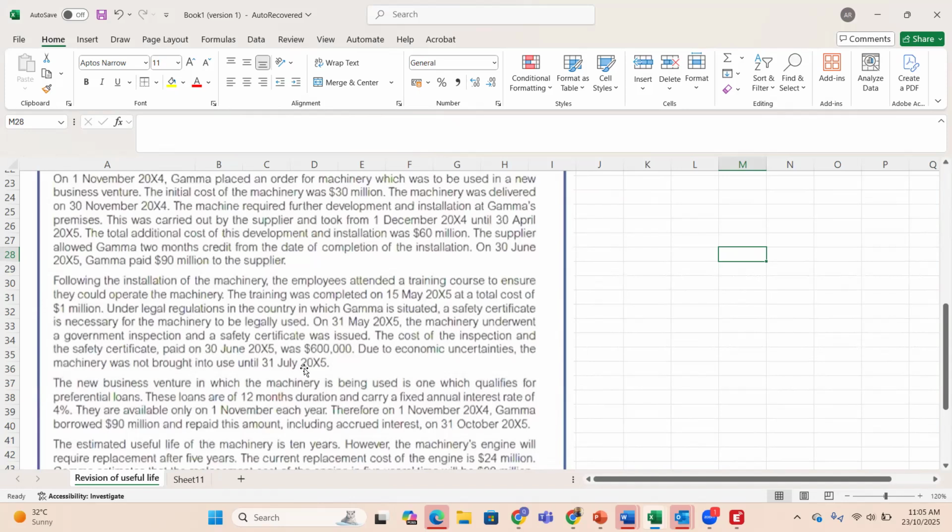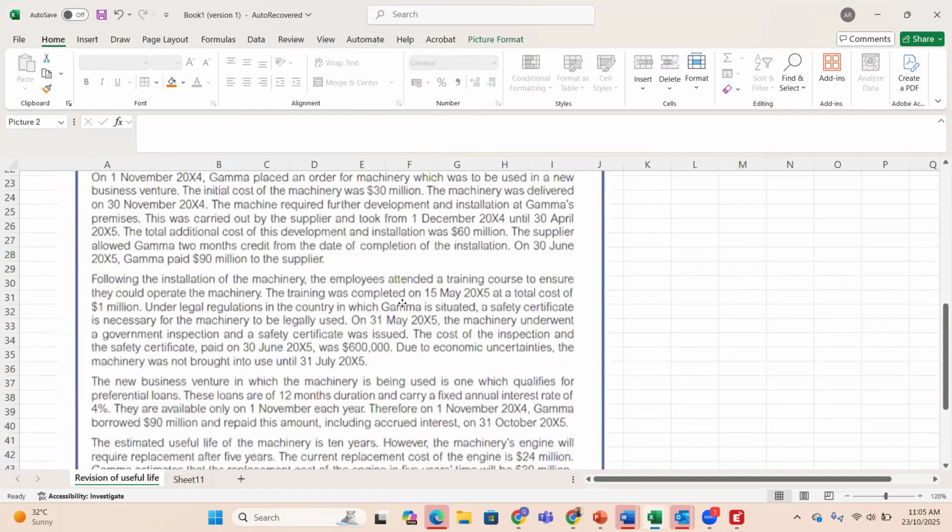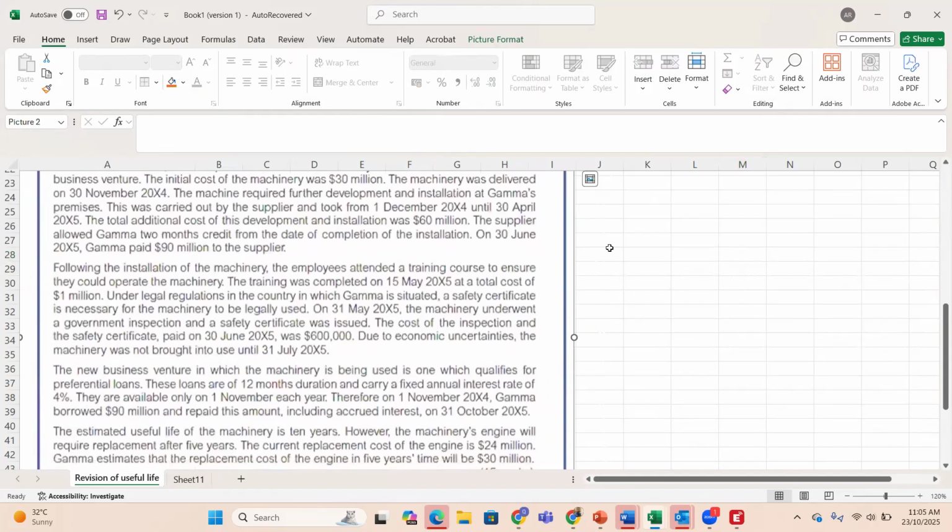Now, what is this information? I did some employee training at 1 million. Would it be PPE or expense? It would be an expense. The training was completed on 15th May. Oh, sorry, at a total cost of 1 million. Under the legal regulations in the country in which Gamma is situated, a safety certificate is necessary for the machinery to be legally used. Now you tell me, till when would I capitalize the asset? When it is ready for use.